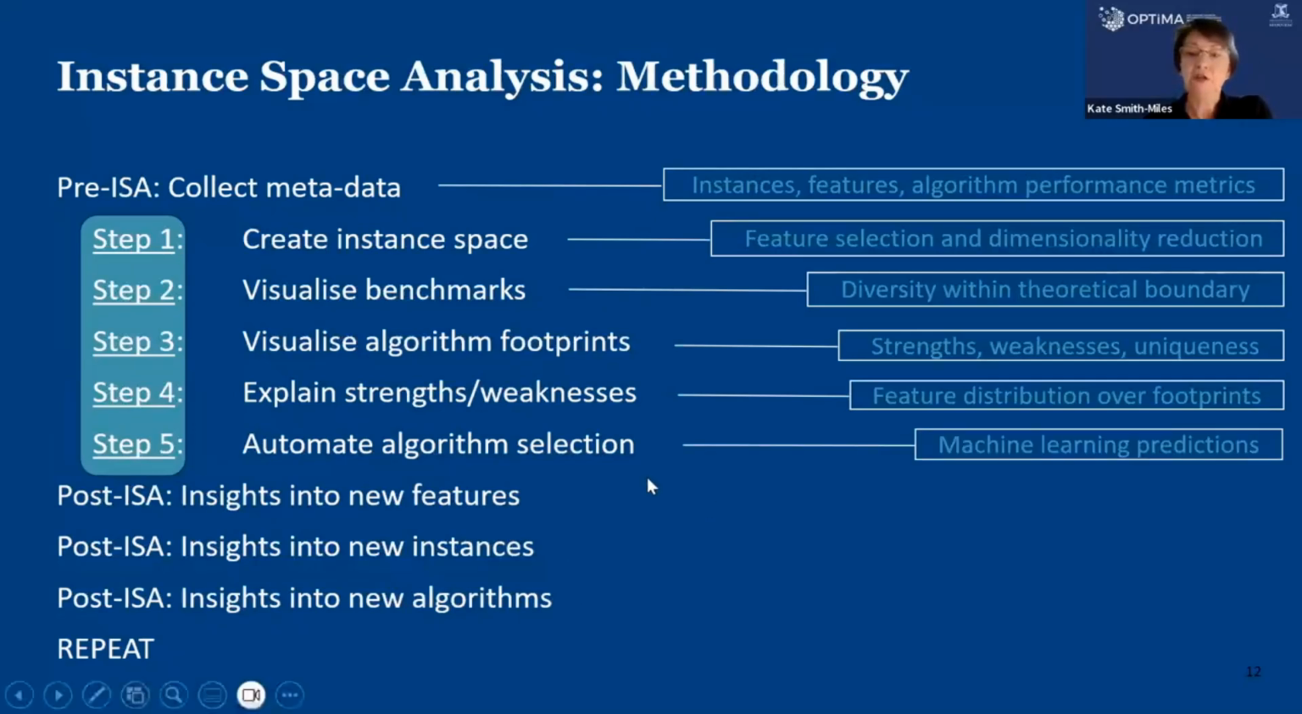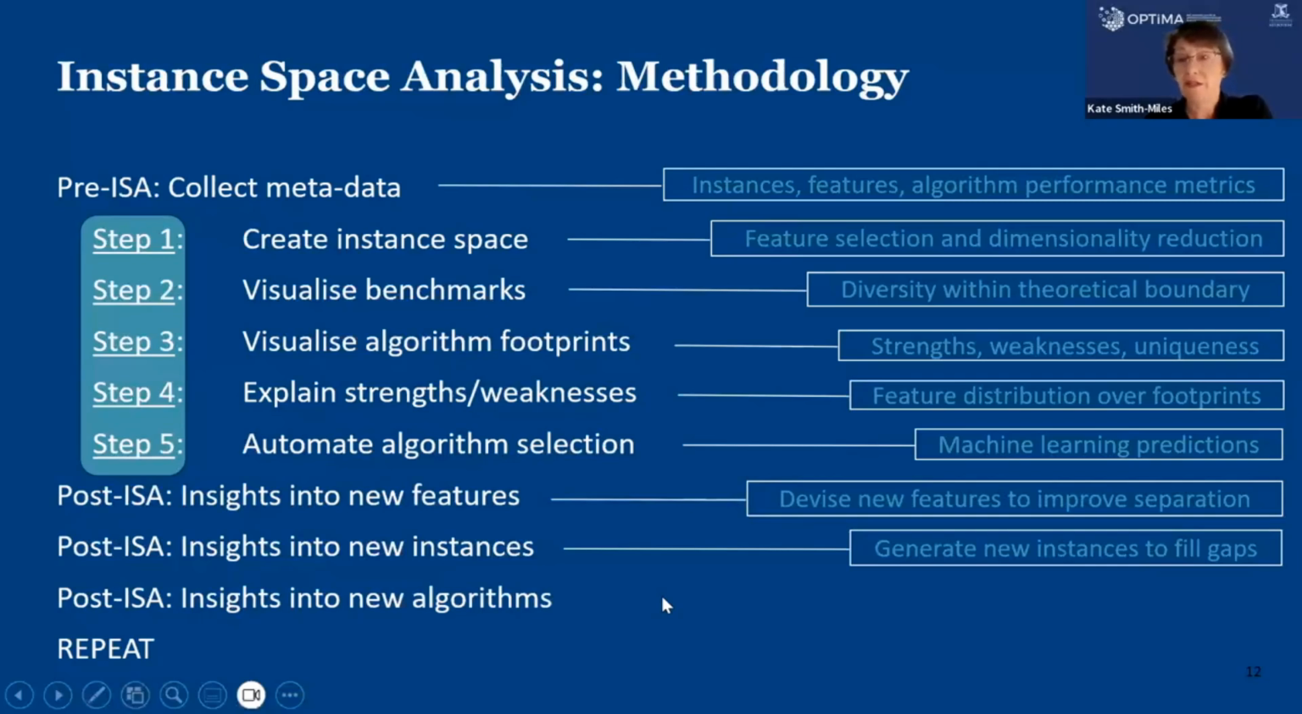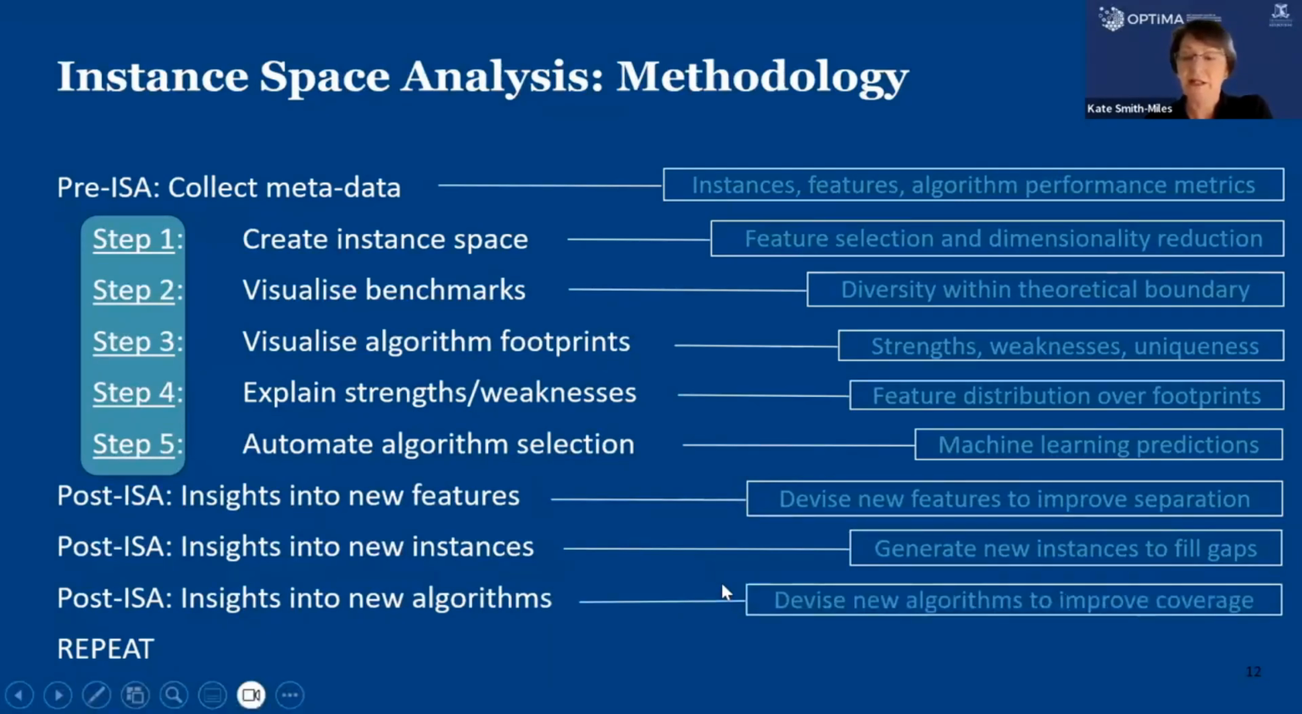We can use machine learning to automate algorithm selection. We can get some insights after all this analysis of the instance space. Possibly we might think of new features that give us improved separation between good and bad performance. Insights into where we might need new instances to fill the gaps, and insights into new ideas for algorithms that have bigger footprints.